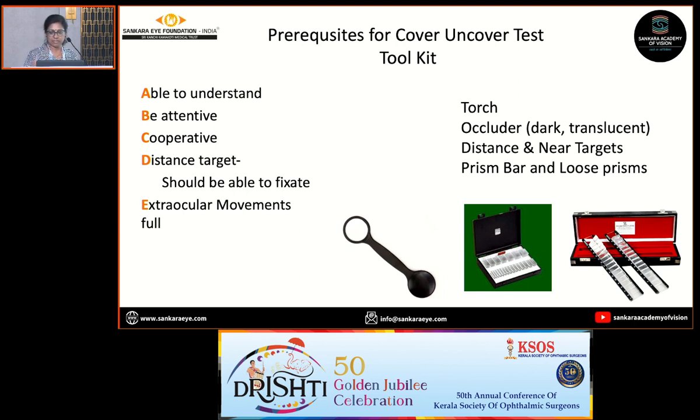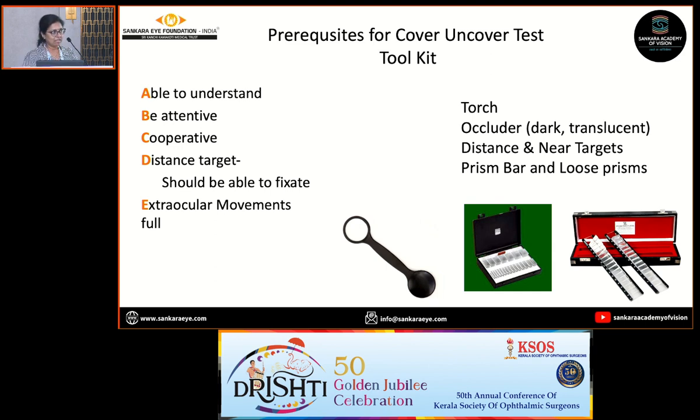And the equipment is very simple. We need a torchlight, occluder, both dark and translucent, which is called the Spillman occluder, which comes in combination. Now, earlier we used to get it as a single one. And a target could be a Snellen chart and a near chart, or some kind of a toy which is attractive to the child. And prism bar and loose prisms.